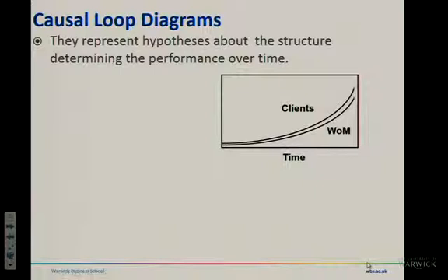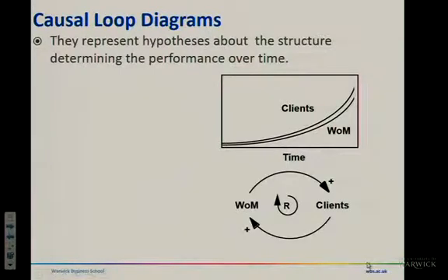So how do we represent that? Basically in this form. What we say here is that the clients affect the word of mouth, and that's the link that we are representing. Clients generate word of mouth. Word of mouth, after it's generated, generates more clients. So these are the causalities that we are representing.